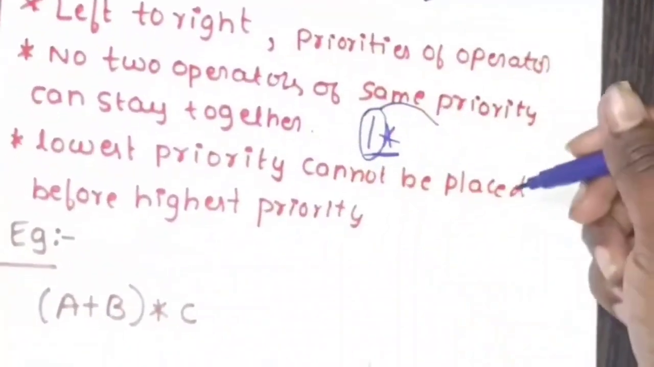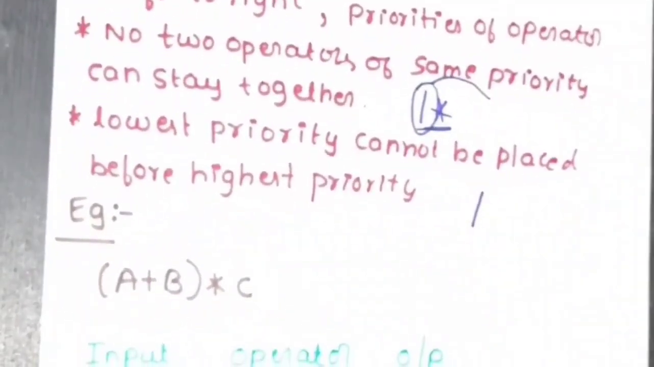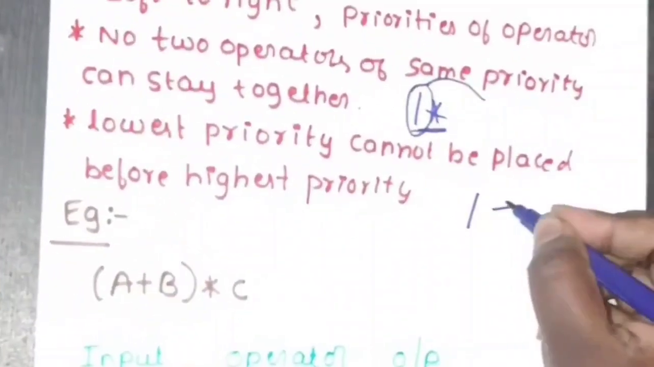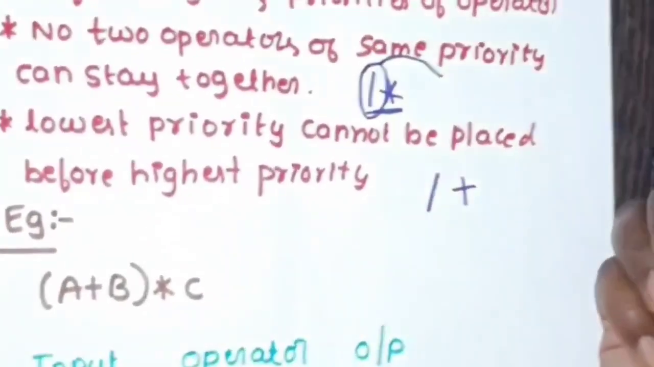Lowest priority cannot be placed before the highest priority. Now here, division is there. It has highest priority. I can't place plus here because this has a lowest priority. So we need to pop it out. So let us go with another example.